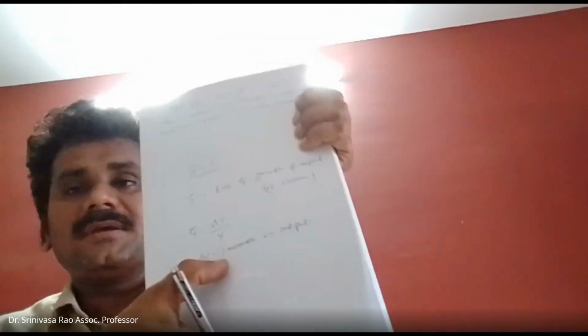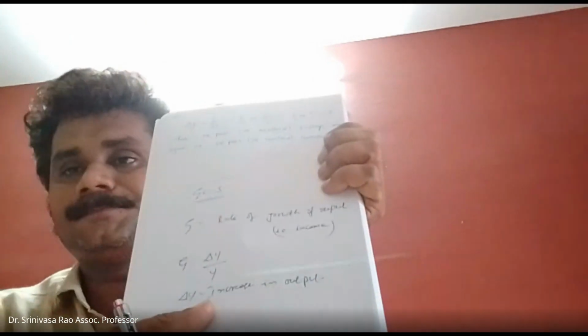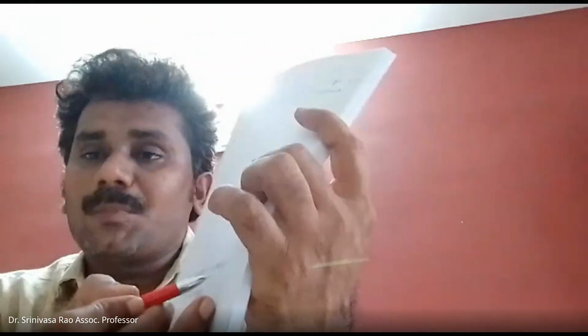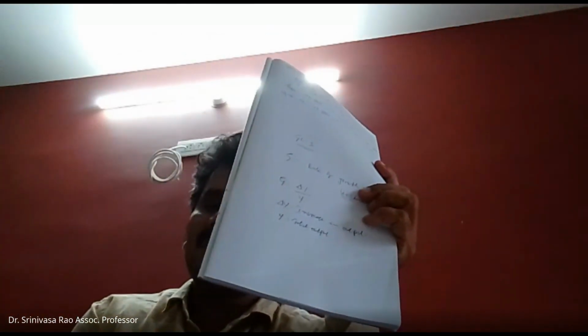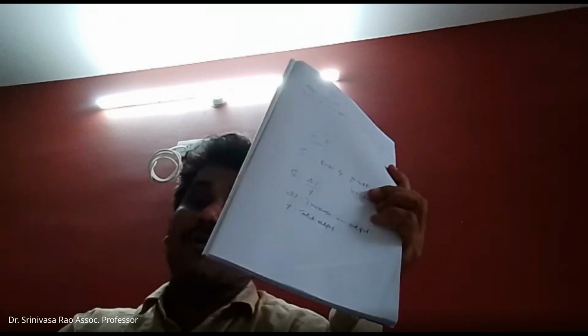Delta Y represents increase in output. But actually delta represents change in output. Change in output. Now, what is Y? Y stands for total output. Delta Y stands for increase in output. Y stands for total output or initial output. Initial output, 1 lakh worth of goods. I am not talking about number of units. 1 lakh worth of goods.